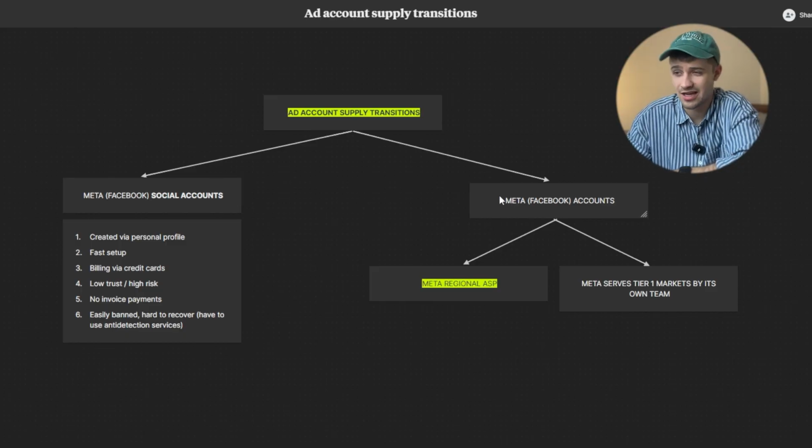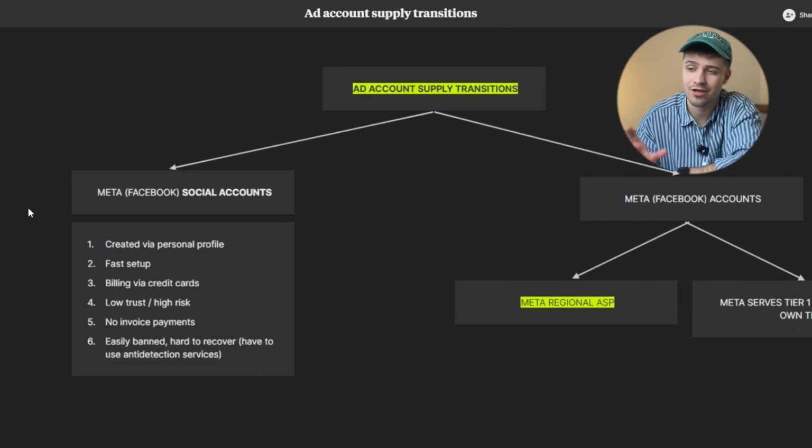Before we get into how to avoid bans or what to do if you get one, let's talk about what Meta's ad account distribution system really looks like. Because let's be honest, advertisers mostly don't know what they're really working with. There are two core ways to access ad accounts.